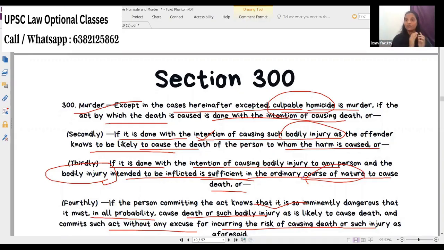But in the second clause, what you need is, first, there must be intention to cause a bodily injury. Plus, there must be a knowledge that the accused has believed that this will result in death. You understand the ingredient now? Hope I'm clear.